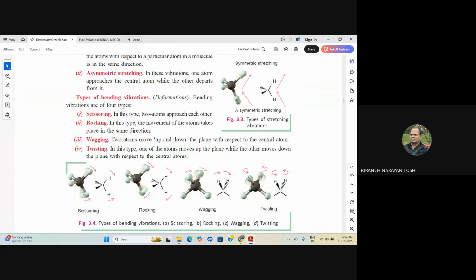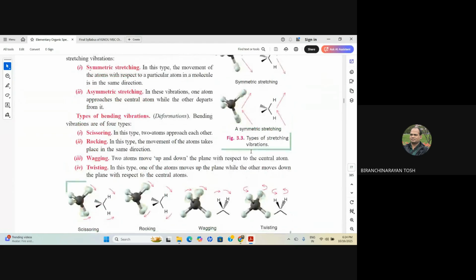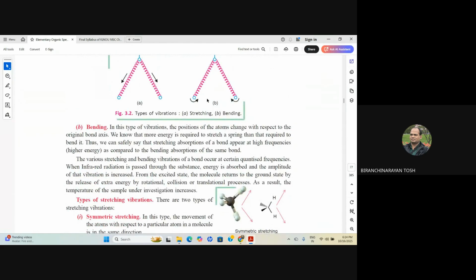So both will move up and down. Here, one will move up, one will move down. That is twisting. You can imagine that one. Twisting motion: one will move up, one will move down. Both in the same direction means this is rocking. If they move both as shown by the arrow, this motion is scissoring. But when both are in this direction or this direction, then it is rocking. Both will move up the plane and down the plane, that is wagging. One will move up, one will move down, that is twisting.